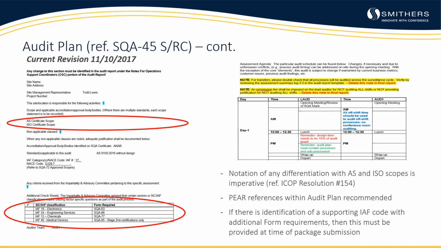Another additional item is the additional check sheets. So we do have here at SQA a requirement for specific IAF codes. As you can see, the ones listed here: electronics, engineering services, chemicals, med devices would be covered elsewhere, obviously. But for those three IAF codes, as it pertains to any AS clients, there are additional forms required with the SQA 63, 66, or 77. So at time of submission, those forms should be provided as part of the overall audit package being submitted for the office review.